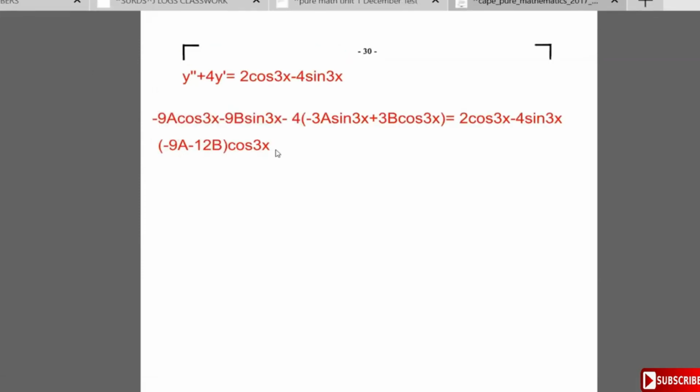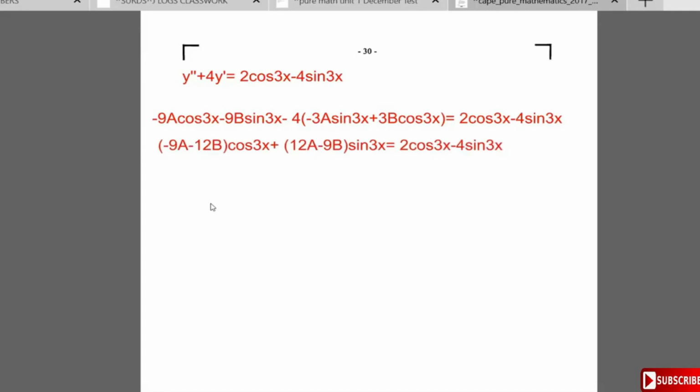So it's, wait, come on, not yet finished. So it is minus 9a minus 12b cos 3x. Then I group the sine parts now to be plus. Grouping the sine parts, this looks like positive 12a sine 3x minus 9b. So I can put it as 12a minus 9b, close the bracket, sine 3x, and this is equal to 2 cos 3x minus 4 sine 3x.